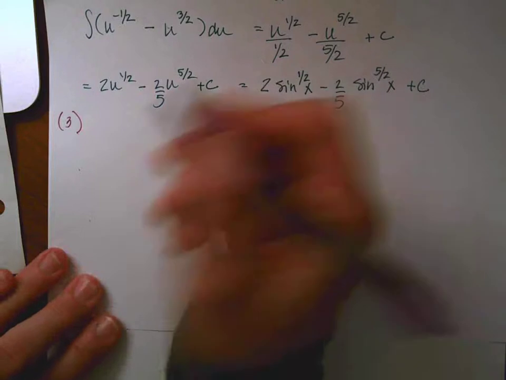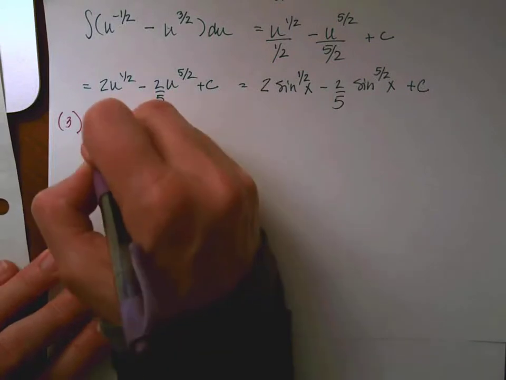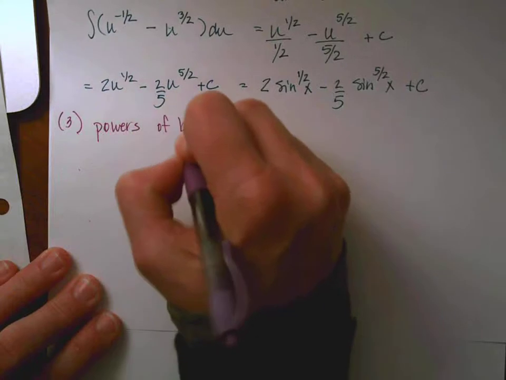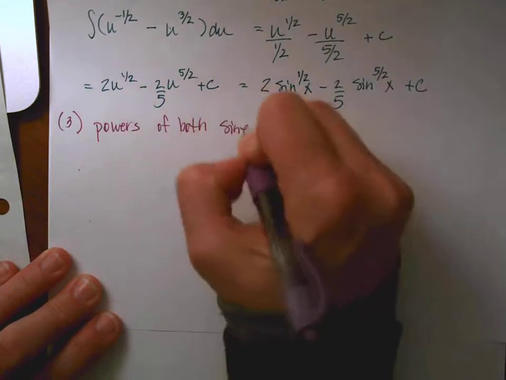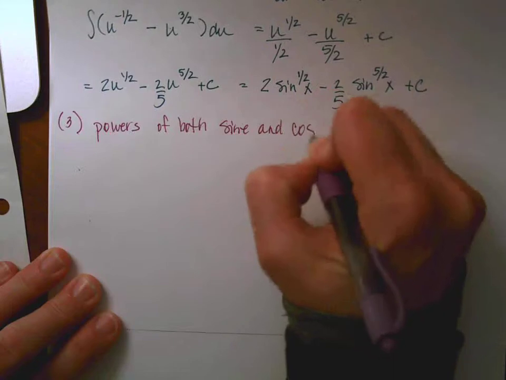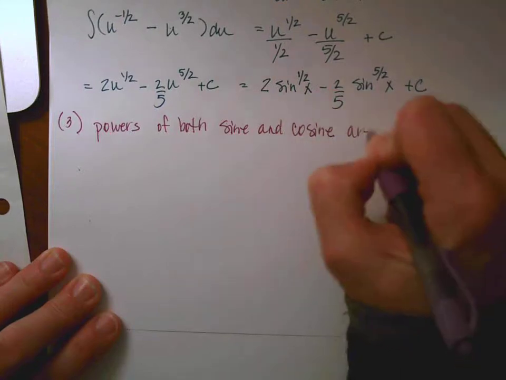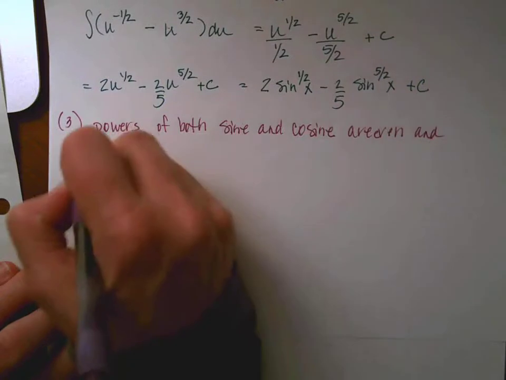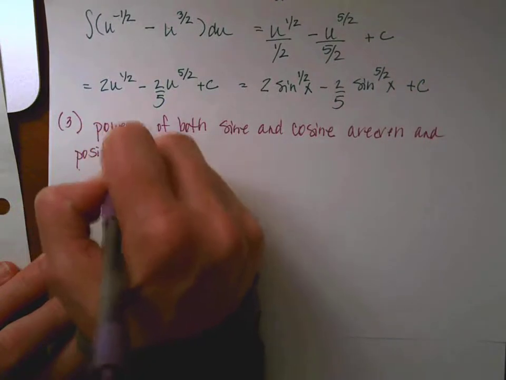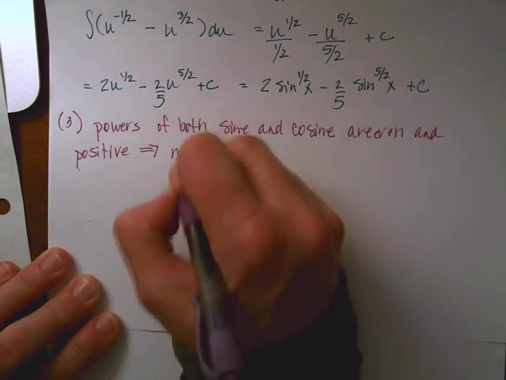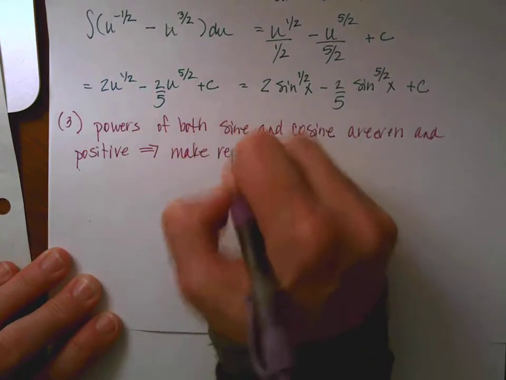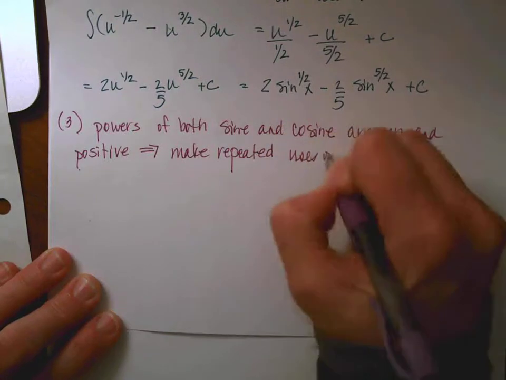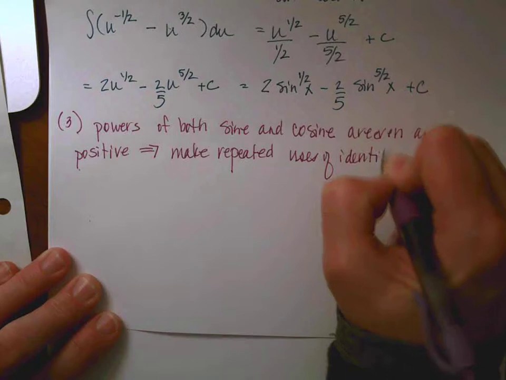All right, I'm going to write the rule, our next rule. I promised 3, so here's the third one, and then I'm going to need some space to do that one. All right, so the next thing that we're looking for is that the powers of both sine and cosine are even and positive, and we are going to make repeated uses of the identities.